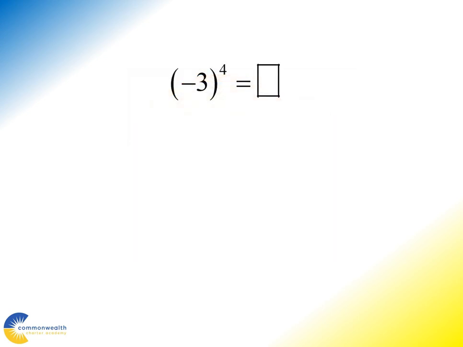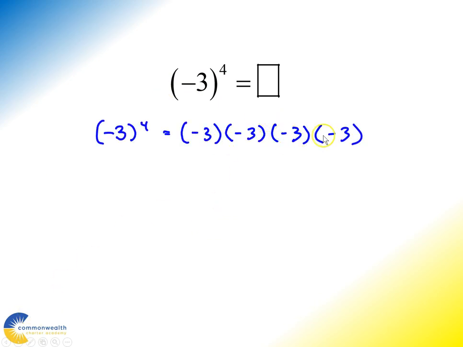Sorry, that was incorrect. Now, I set this up the exact same way as I did with a positive number. So negative 3 raised to the fourth power means I'm going to have negative 3 multiplied to itself 4 times. So negative 3 times negative 3 times negative 3 times negative 3.